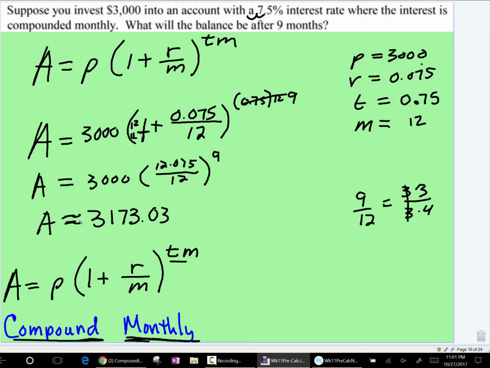All right, that's pretty straightforward, not a lot to it. You're just going to have to be careful with converting that to a decimal amount. So if they would have said 4 months, how much of 1 year? Because remember, T is typically in years, so 9 months is 75% of a year. So that's where that comes from.